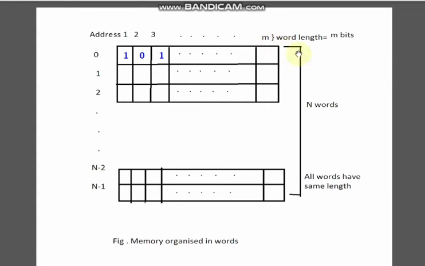And if we say that there are a total of n number of words, and all words have the same word length, that is small m, then the addressing starts from 0 to n minus 1, right? So from 0 to n minus 1, if you count, there are a total of n number of words. Count it from here.